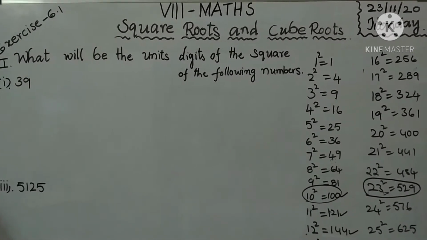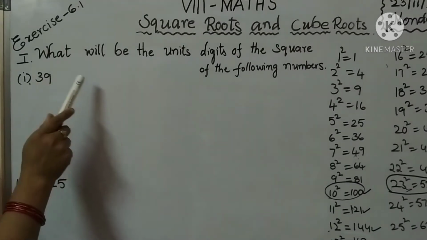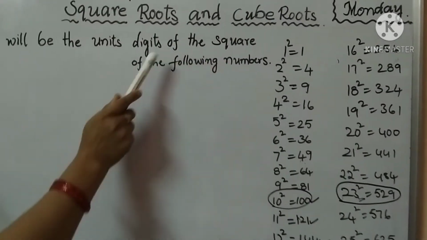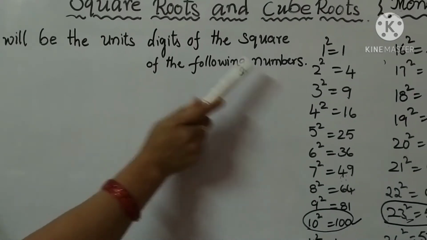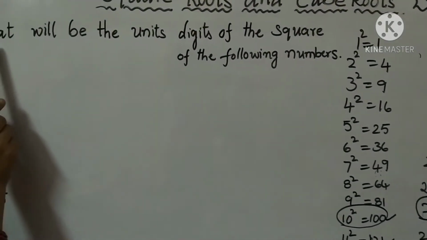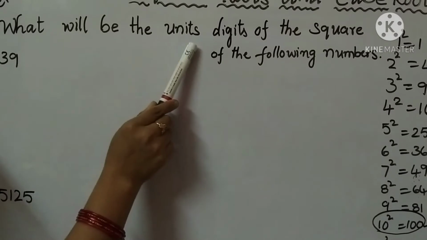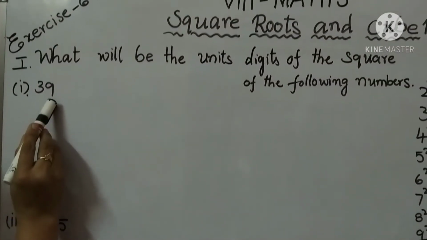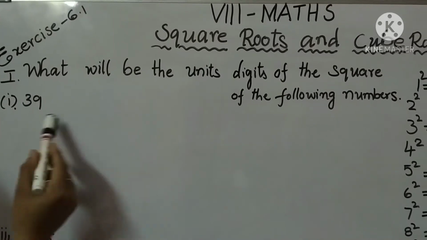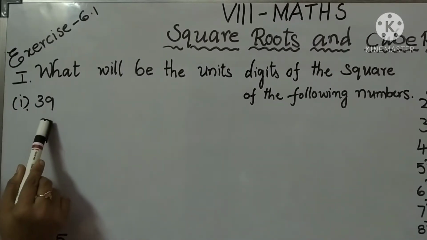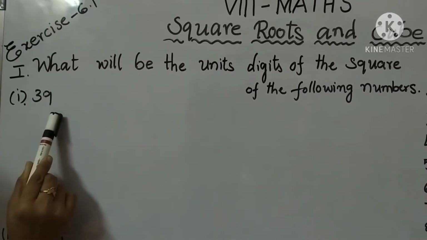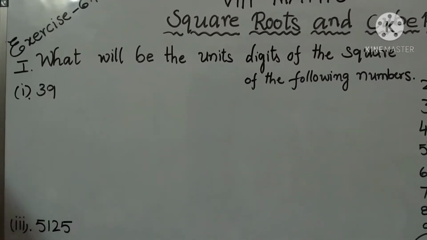Exercise 6.1. The first Roman: what will be the units digits of the squares of the following numbers? Listen carefully. What is the units digit of the number 39? It is 9. So you have to take your units place number and write its square.